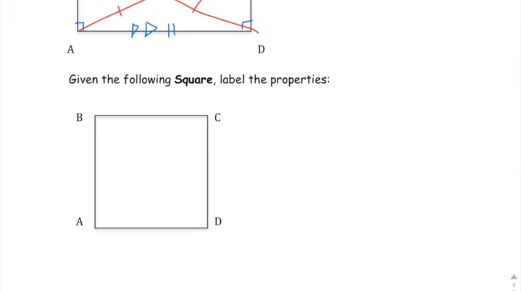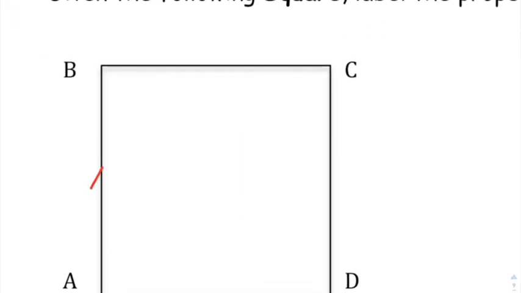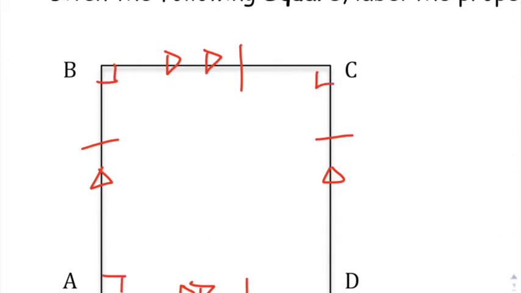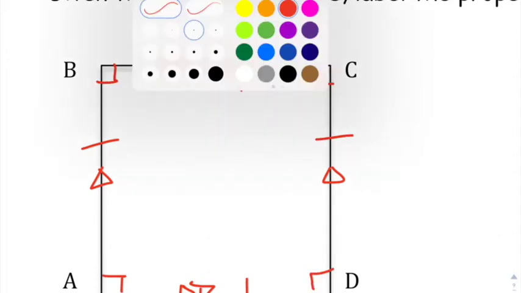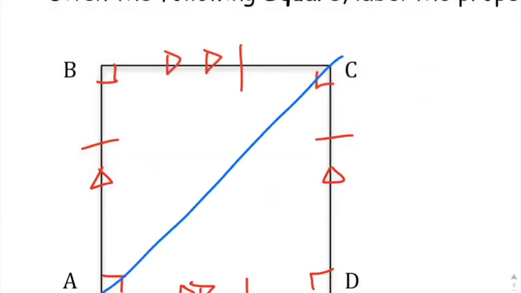And then a square, it's a combination of both of those there. So you got opposite sides parallel. You got all the sides are congruent. You got right angles at each one of your angles. If you wanted to draw, once again, your diagonals, they should bisect each other.